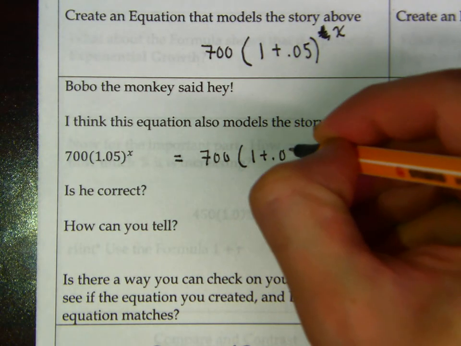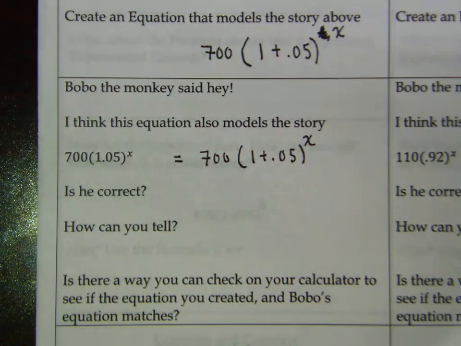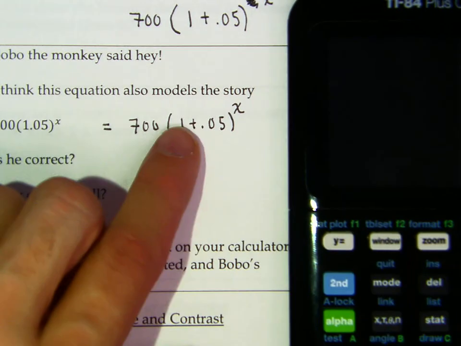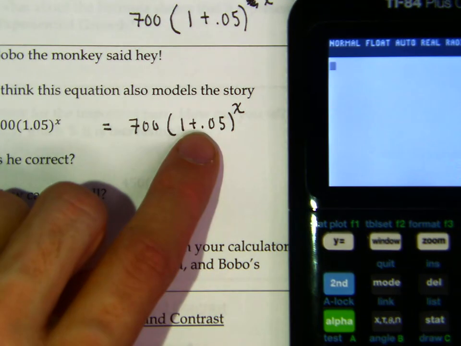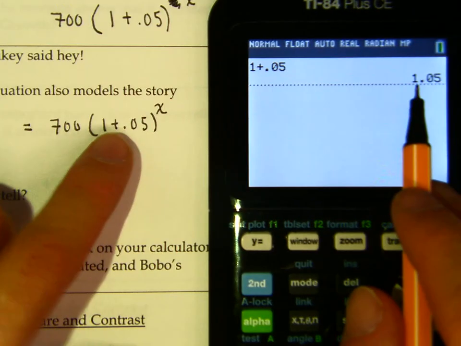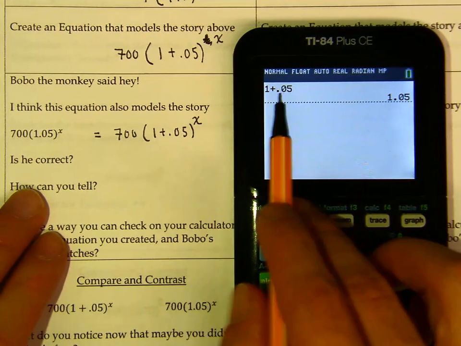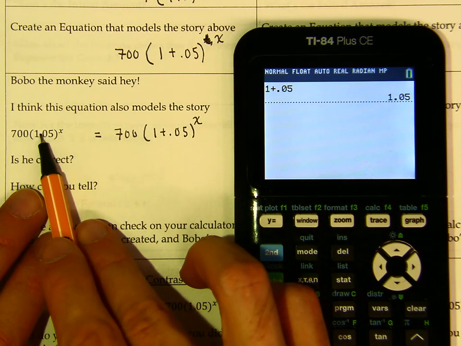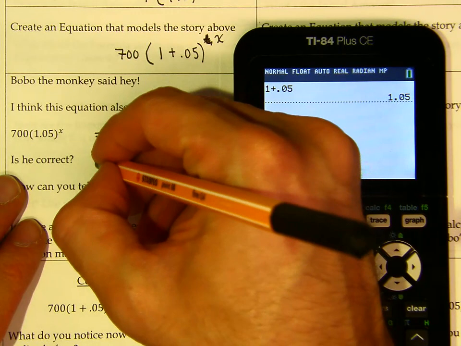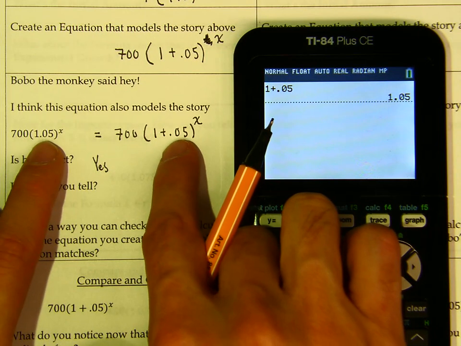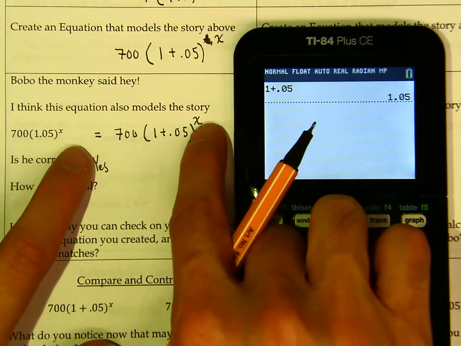Well, it is. Mr. Bobo is never wrong. Let's see why. Notice, what if I do 1 plus 0.05? Notice it gives me this 1.05. So if I add this, it gives me that. So he is correct. And how can you tell? Because the insides over here match, this matches, that matches.